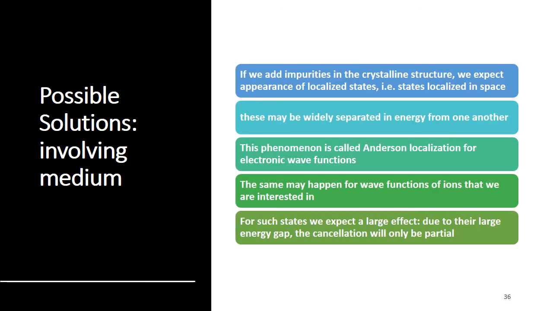Finally, something that we are quite excited about: if we add impurities in the crystalline structure, we expect the appearance of localized states, that is, states which are localized in space. These may be widely separated in energy from one another. This phenomenon is called Anderson localization for electronic wave functions. And the same may happen for the wave functions of ions that we are interested in. For such states, we expect a large effect due to the large energy gap. Because of the large energy gap, the cancellation will only be partial.